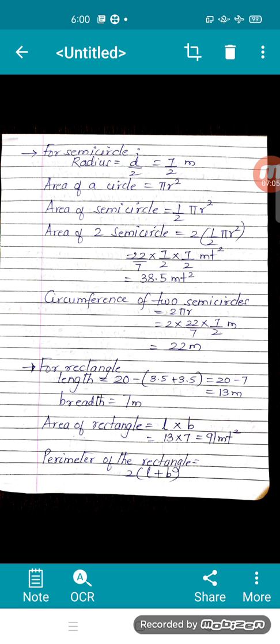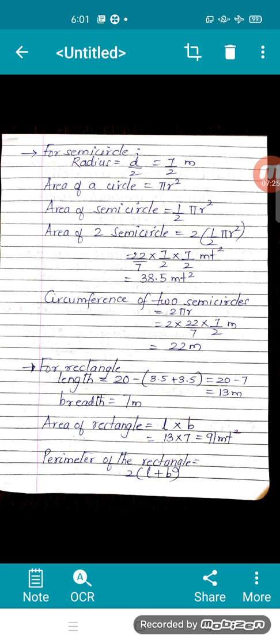Now second point is for the rectangle. Length is given in the sum: 20 minus (3.5 plus 3.5), 20 minus 7 is 13 meter. Breadth is 7 meter. Area of the rectangle is length into breadth, 13 into 7 is 91 meter square.